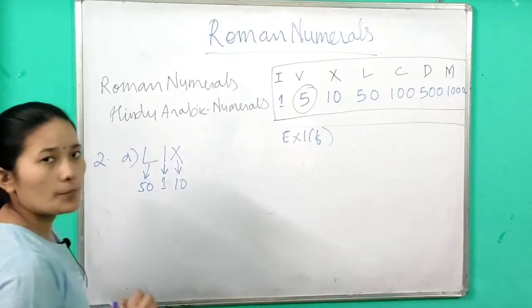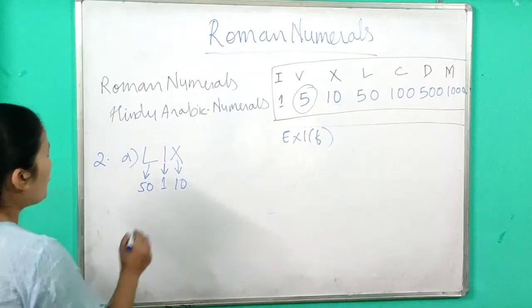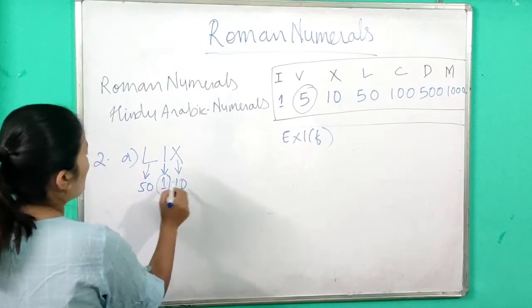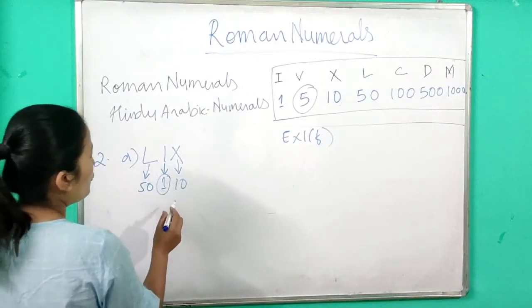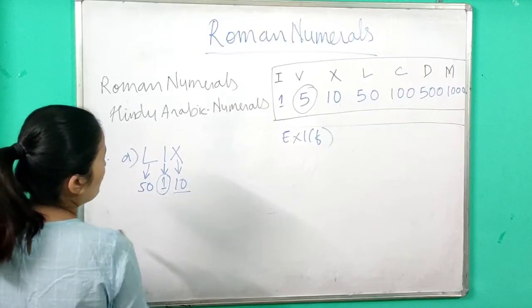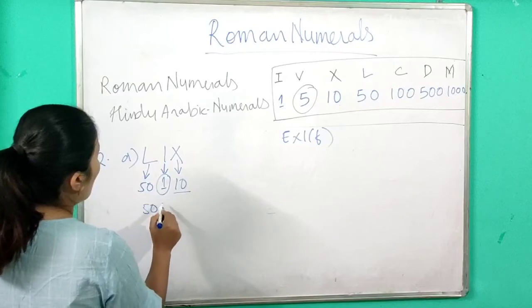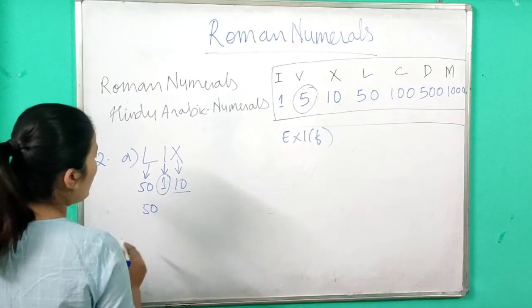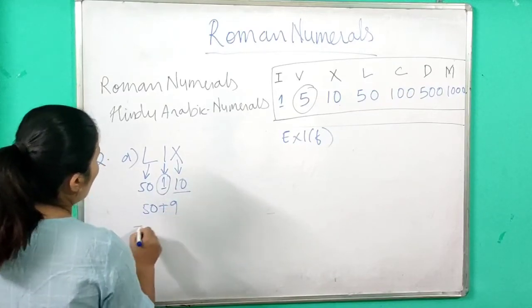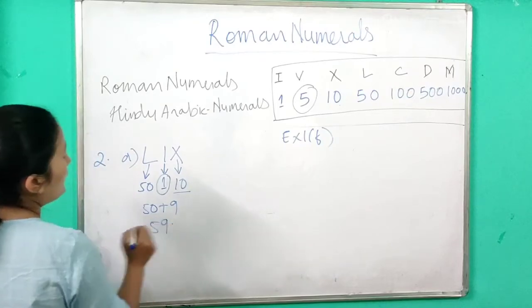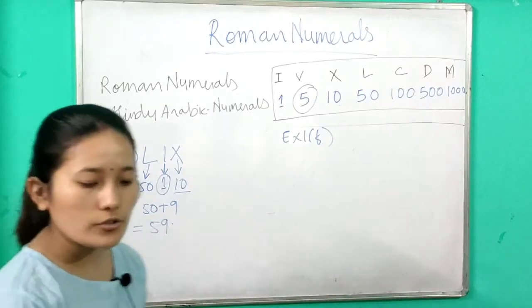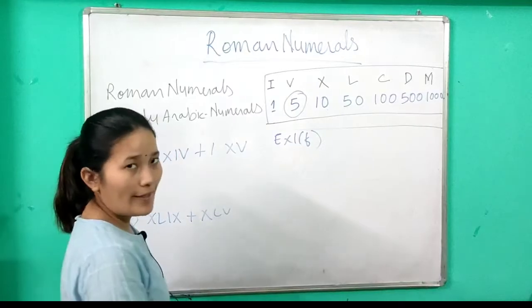If we follow rule number 4, if you have a smaller number sandwiched between two greater numbers, then what do you have to do? First you have to subtract it from the greater one and then add to 50. So 10 minus 1 is 9, so 50 plus 9, and the answer would be 59. Understood?